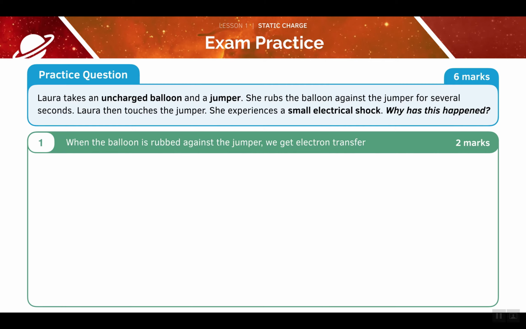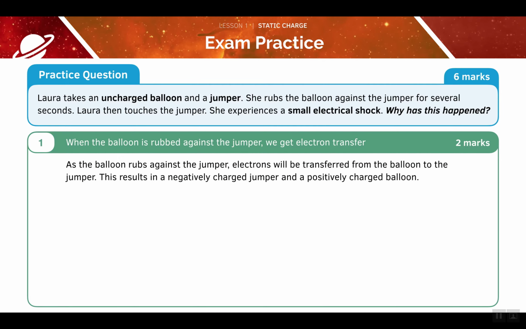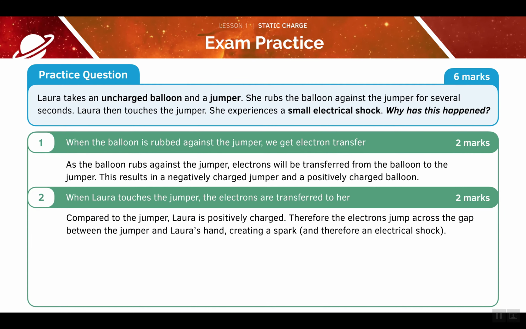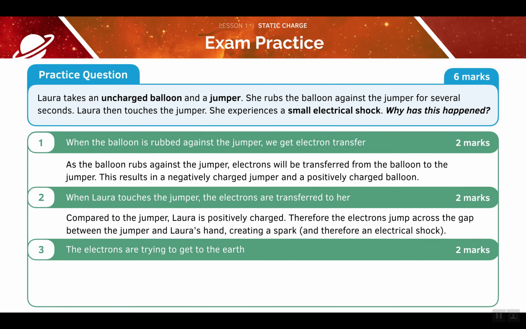When the balloon is rubbed against the jumper, we're going to get an electron transfer. The electrons will be transferred from the balloon to the jumper, resulting in a negatively charged jumper and a positively charged balloon. When Laura touches the jumper, the electrons will be transferred to her. Compared to the jumper, Laura will be positively charged, so electrons jump across the gap between the jumper and Laura's hand, creating a spark and therefore an electrical shock.